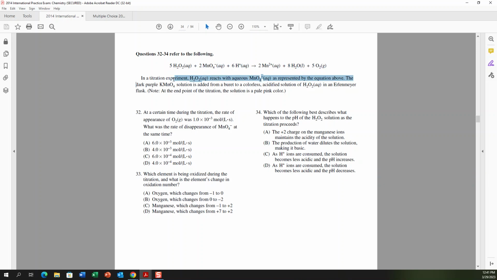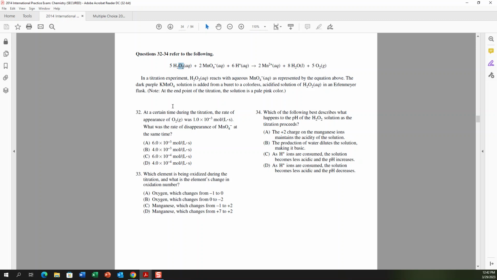So, yep, a titration experiment. Remember, we did this lab. We got hydrogen peroxide being oxidized. Remember, the main thing here is as soon as you see H2O2, remember oxygen in H2O2 has a -1 oxidation state, not a -2. All right, so that's a tricky one.